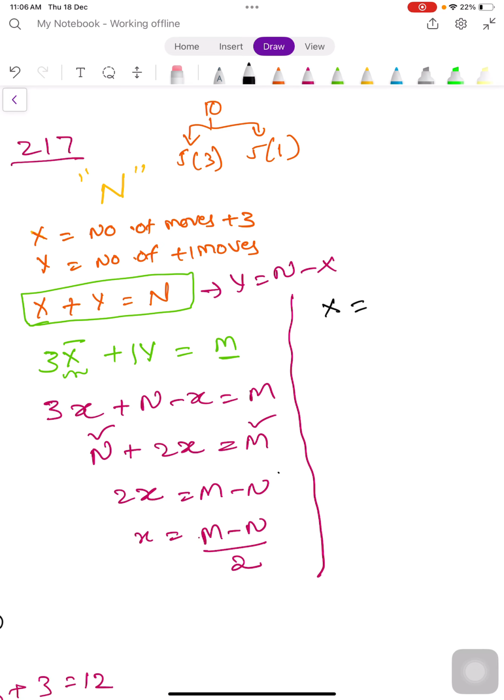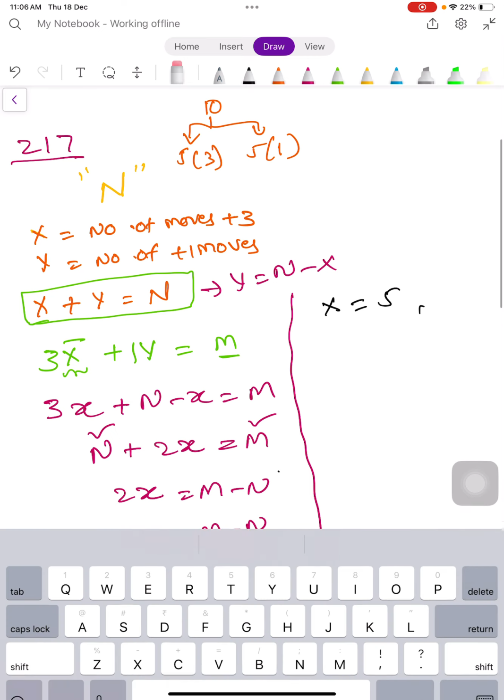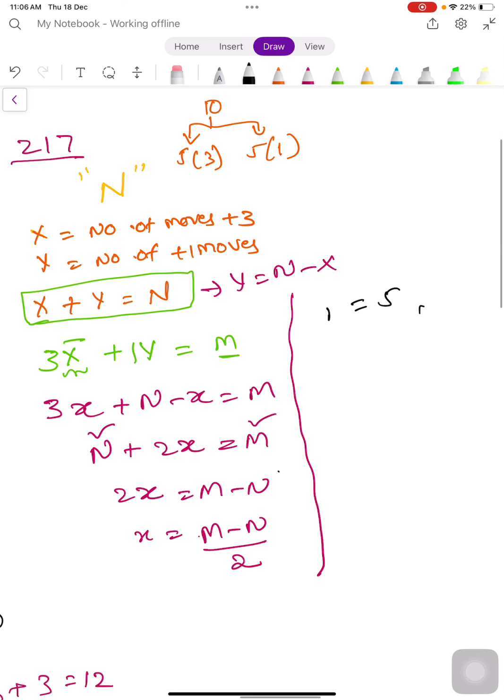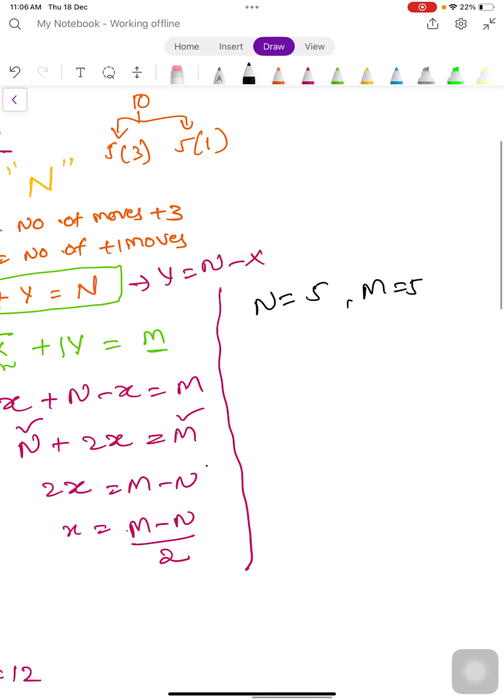If n is equal to 5 and m is equal to 5, can we reach 5 in 5 moves? Yes, just by adding plus 1 to it: 0 to 1, 1 to 2, and so on up to 5.